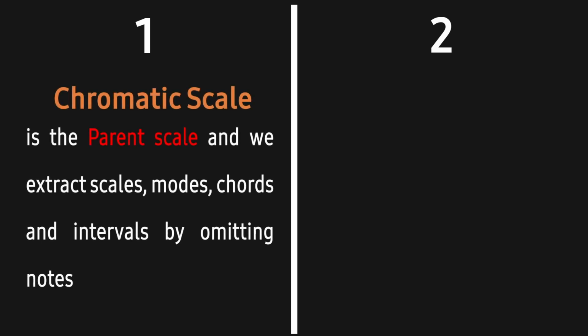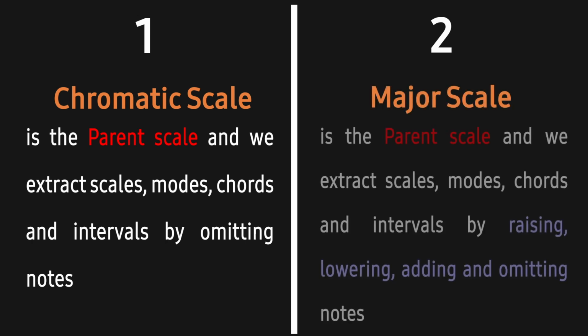There are 2 thought patterns that we can use to understand how we name intervals. Number 1 is via the chromatic scale, where the chromatic scale is the parent scale and we extract the scales, modes, chords, and intervals by omitting notes. Number 2 is via the major scale, where the major scale is the parent scale and we raise or lower and omit or add notes in between to extract scales, modes, chords, and intervals. Both thought patterns work and are interchangeable, but this series of videos chooses the chromatic scale as the parent scale.